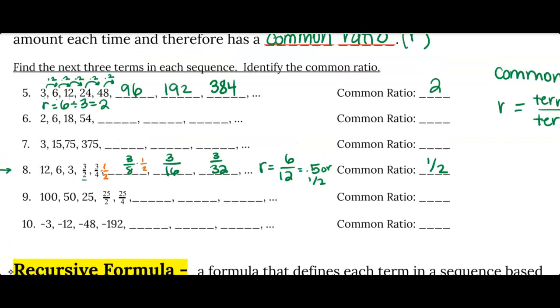Now I want for you to try and do number 6 on your own. So you should have found that your common ratio is 3, and then the next 3 terms will be 162, 486, and 1,458.